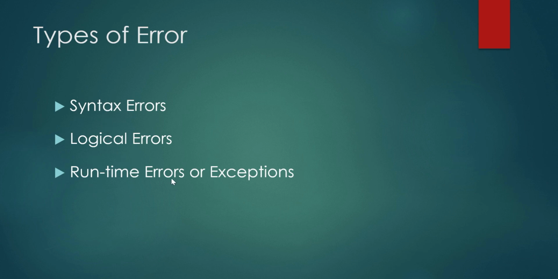Then runtime errors actually occur when your program is in execution state and it abnormally terminates your program. So to handle the exception or runtime errors, we use a try catch block. Here, debugging is basically related to finding out the logical errors.